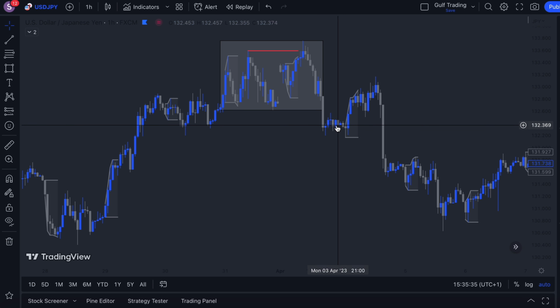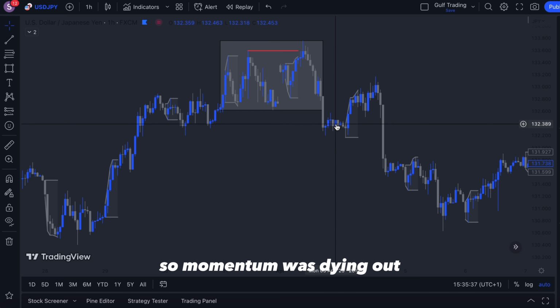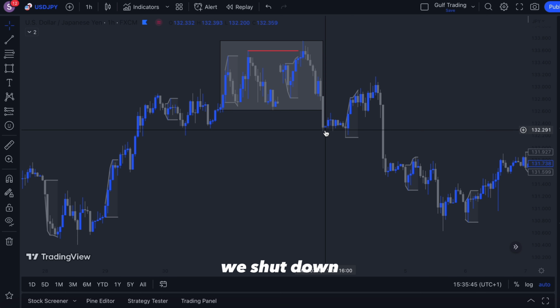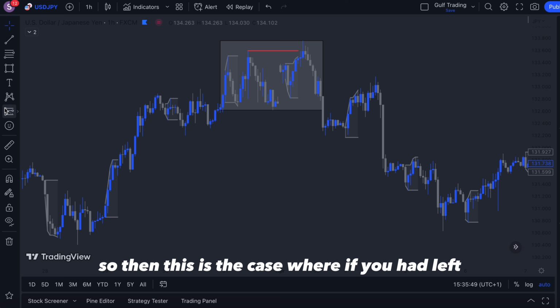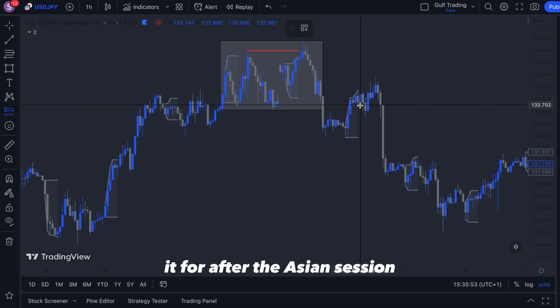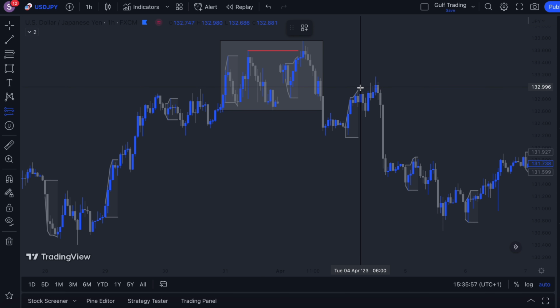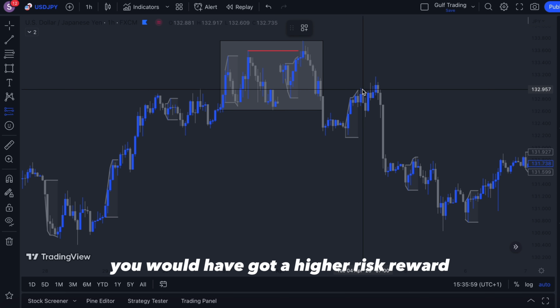the important thing. Yes, it was nearing the end of the day and so momentum was dying out, but even at 4 or 5 o'clock in the UK, there was not much movement and we weren't going back up. We shot down and nothing was absorbed. So this is the case where if you had left it for after the Asian session, you wouldn't have been able to get in on the limit here, but you could have just entered after the Asian session, you would have got a higher risk reward, but sometimes that won't always be the case.